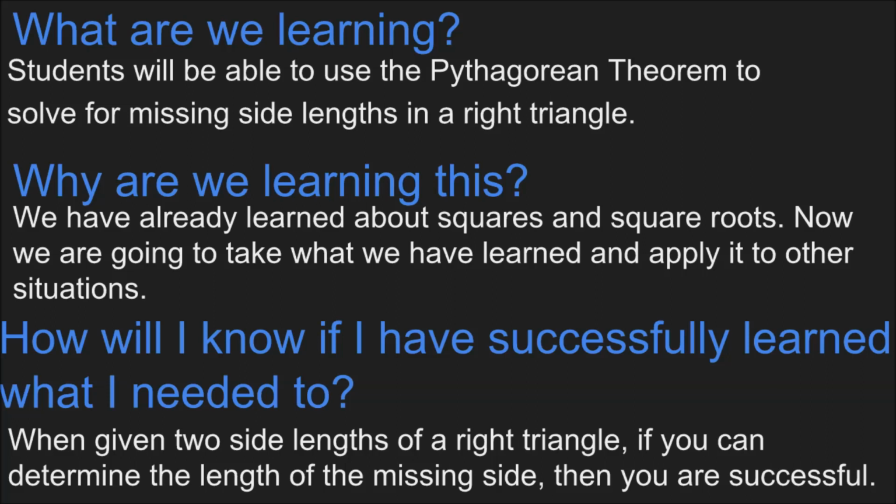So why are we learning this? We've already learned about squares and square roots. We've done that. We've quizzed over that. We're good there. All we're doing now is taking what we've already learned and applying it to the situations above, which are right triangles.